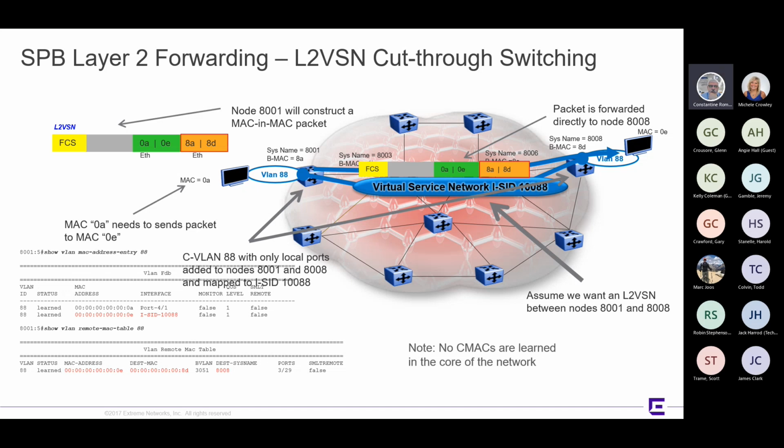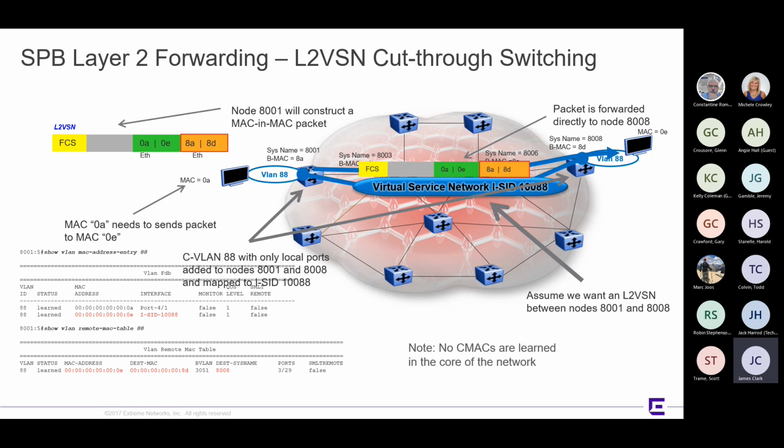So we're not having to build these VLANs throughout the entire network. We're really only building them at the edge, and we're only learning MAC addresses where we have to learn them, because the intermediate devices don't care. The intermediate devices don't need to know what the MAC addresses are on the edge of the network, because all they're doing is passing data through from one node to another, rather than one endpoint to another. So note there that no CMACs, customer MACs, are going to be learned in the core of the network.